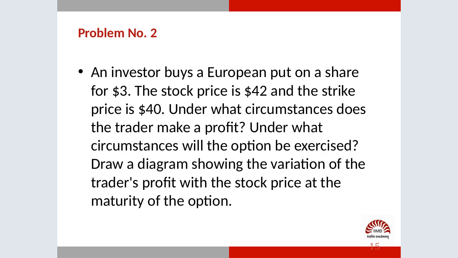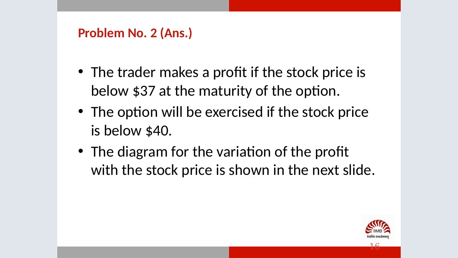If the price goes below $37 or lower, then you have a profit. Otherwise, you don't have a profit, right? In between 37 and 40, he will exercise the option because that is a reduced loss, but that is not a profit argument, right? And if I were to draw the diagram, how would the diagram look like?